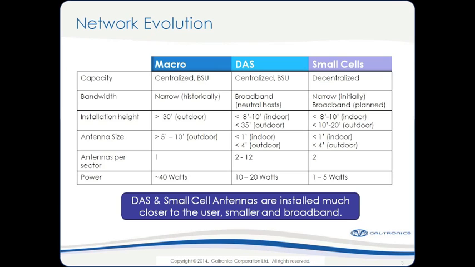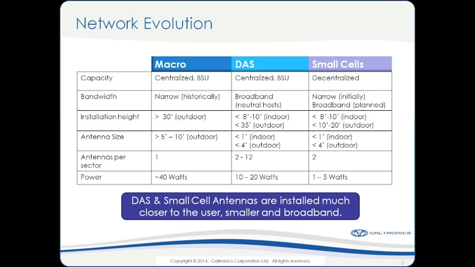Other differences between macro are in terms of how high the antennas are actually installed. For macro networks, we see antennas installed much greater than 30 feet. These are mounted on top of towers. They're mounted on the sides of multi-story buildings. They're very far from the user. And as a consequence, you're able to install quite large antennas on the order of 5 to 10 feet in length that give very good performance.